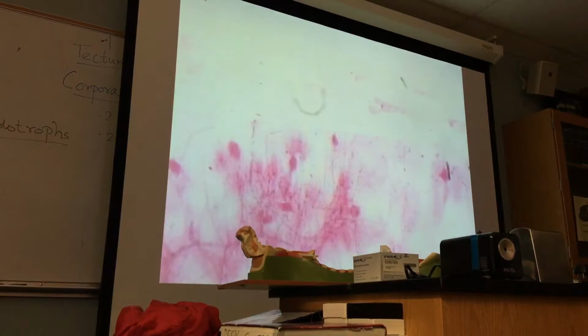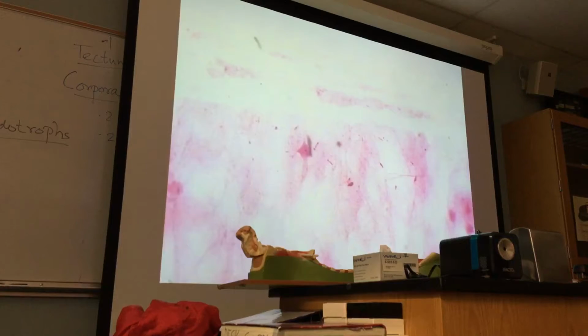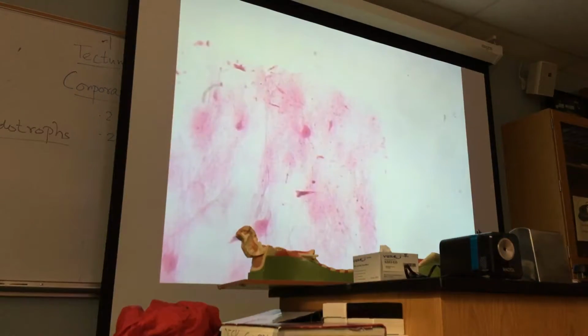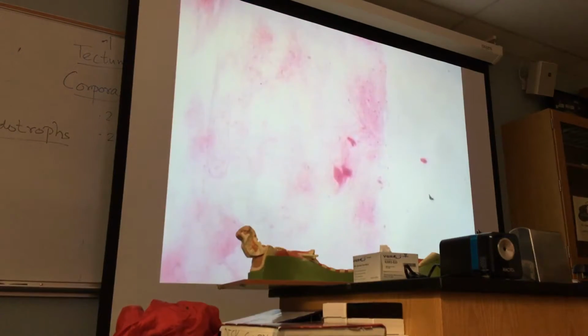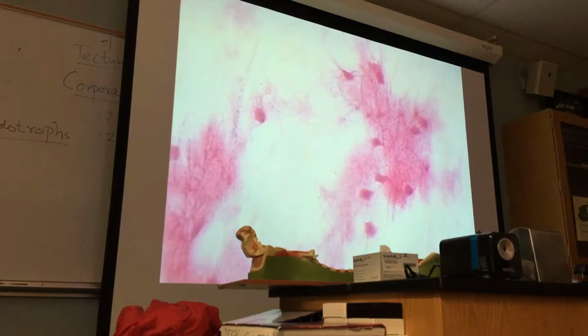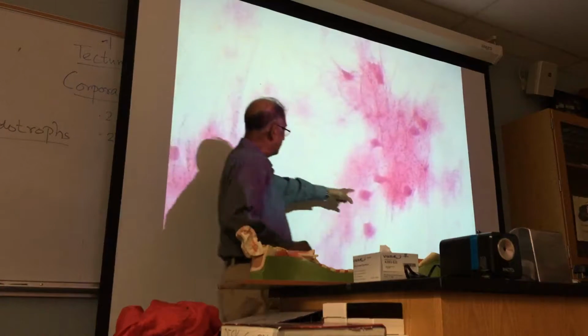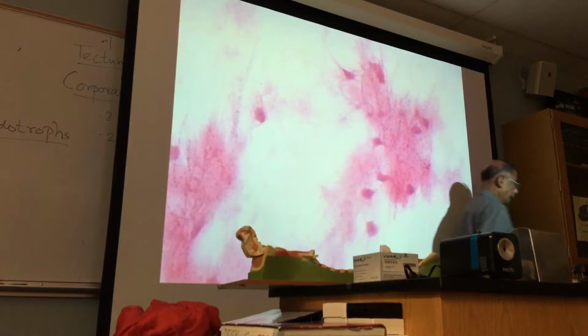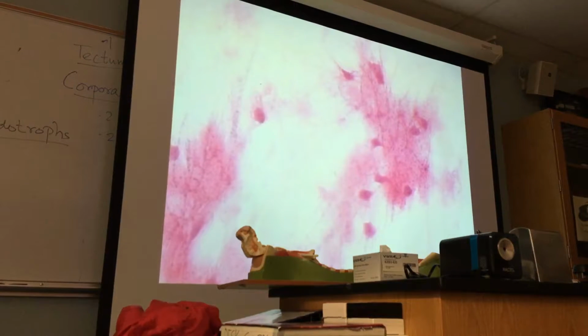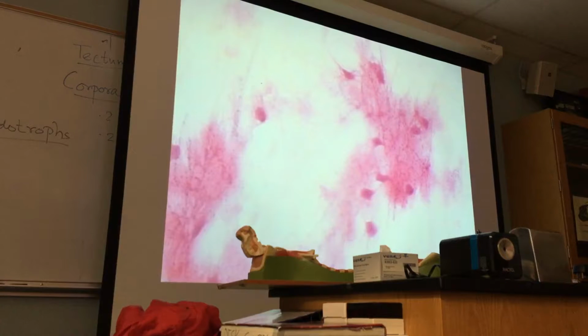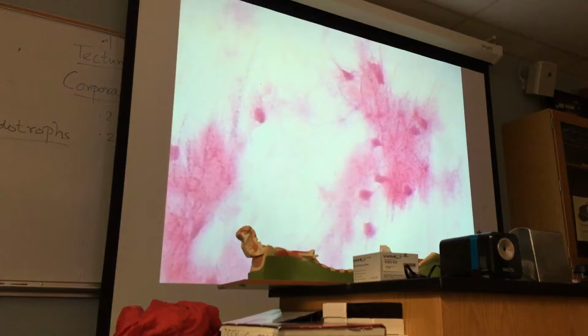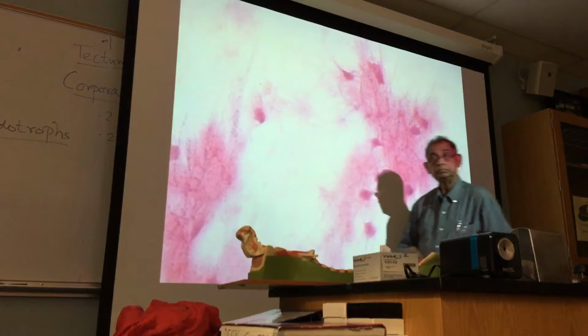What do you see? Preparation from spinal cord. It is a spinal cord smear, where you can see all these neurons. You can see the cell bodies of multiple neurons and all those dots. Those dots represent the neuroglial cells. Okay?